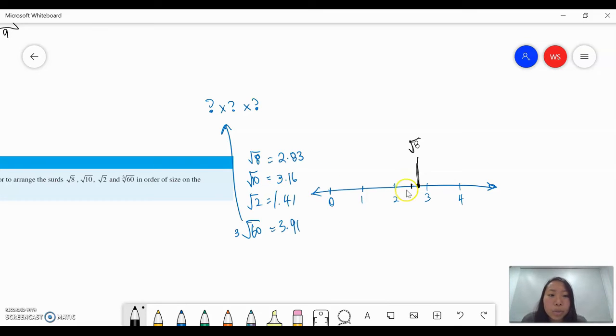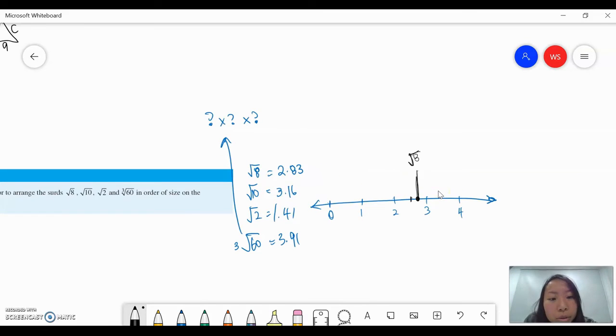Now, next one, 3.16, right? So it's quite close to 3 in that sense. So putting a dot there, and then after that, just labeling square root of 10. Right, square root of 2 gives us 1.41. So 1.41 would sit just before the halfway mark. So just about here. Square root 2.